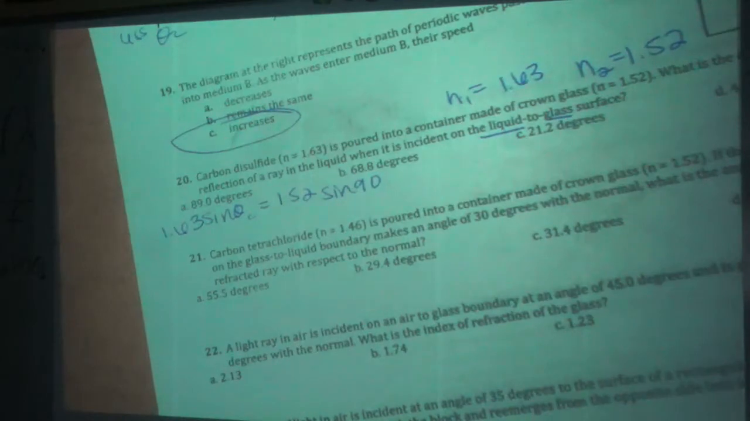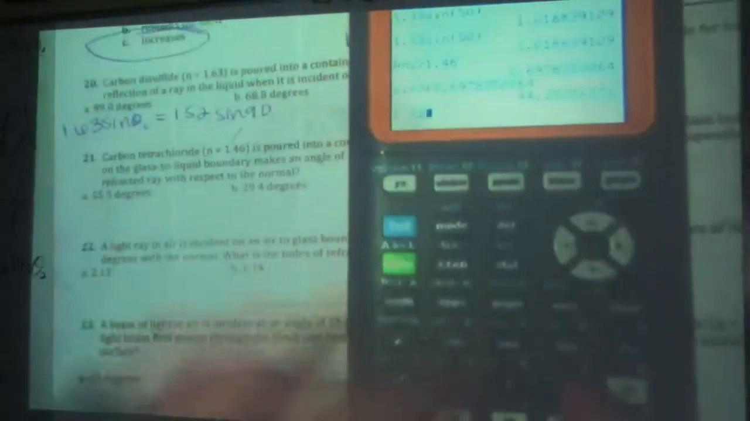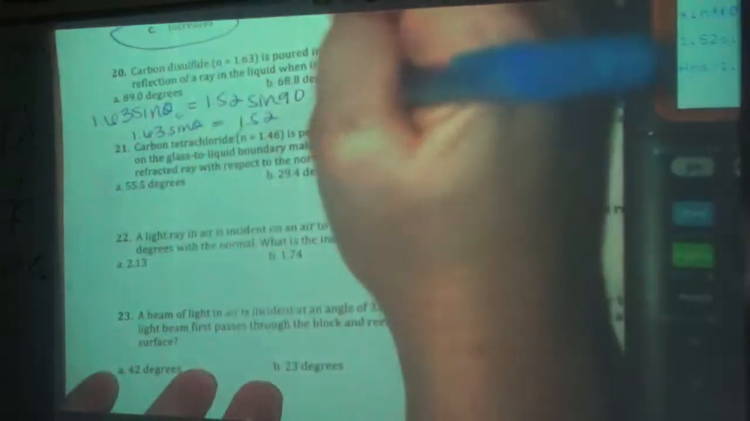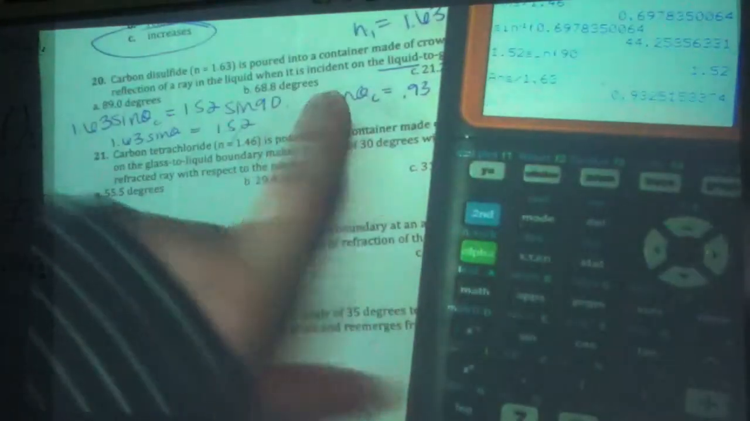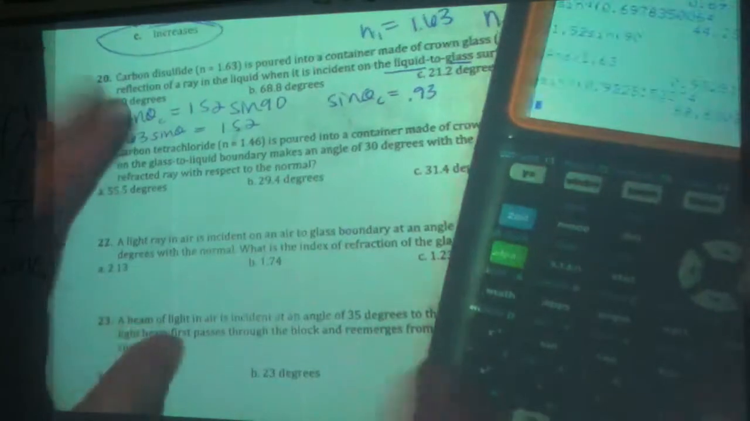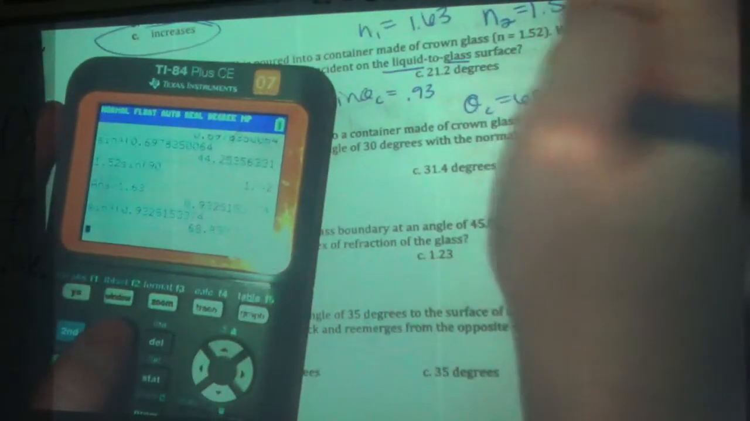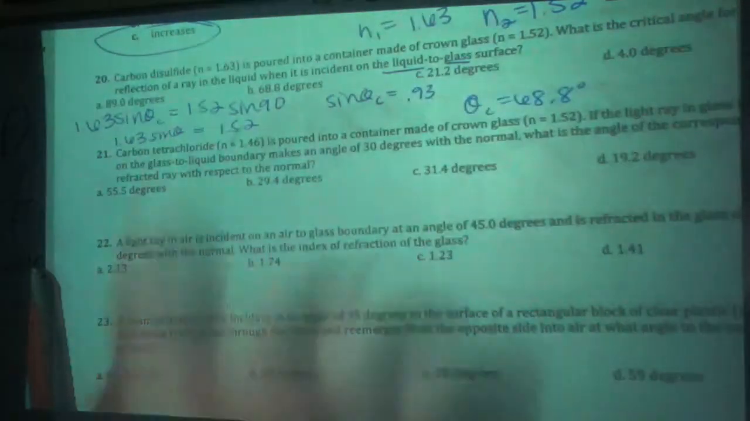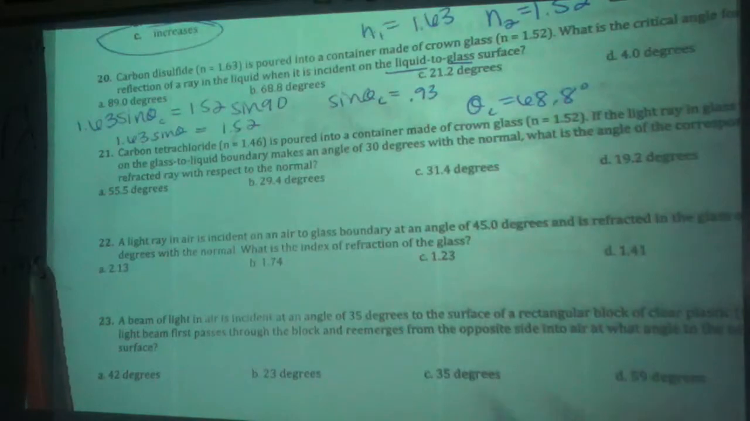So plug in 1.52 sine of 90, that gives me just 1.52 here. This is 1.63 sine of the angle. I'm going to divide the 1.63 over, and that's going to give me sine of the critical angle equals 0.93. And I need to undo the sine, so undoing sine, that's going to give me critical angle 68.8. Now normally, we get our critical angle and we're usually answering, is this total internal reflection or not? So we'll need to compare. Here, the question was just, what is the critical angle? Well, the angle that makes it refract at 90 is 68.8, so B.